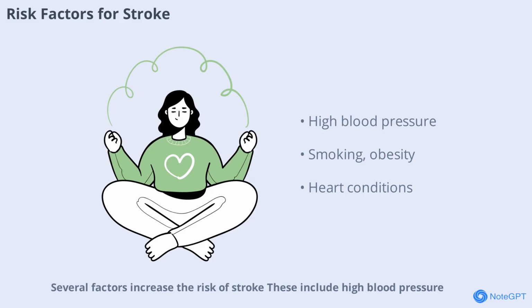Several factors increase the risk of stroke. These include high blood pressure, diabetes, high cholesterol, smoking, obesity, physical inactivity, and excessive alcohol consumption. Other risk factors are age, family history, certain heart conditions, and previous strokes or TIAs. Some triggers like pregnancy or neck trauma can also play a role. Understanding and managing these risk factors is key to stroke prevention.